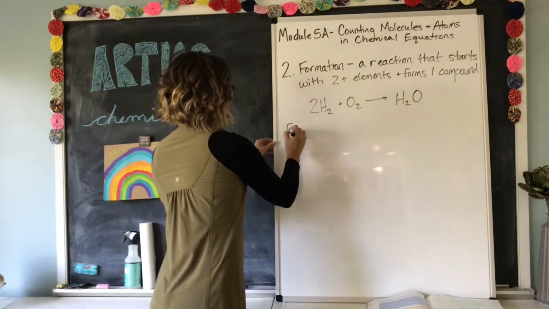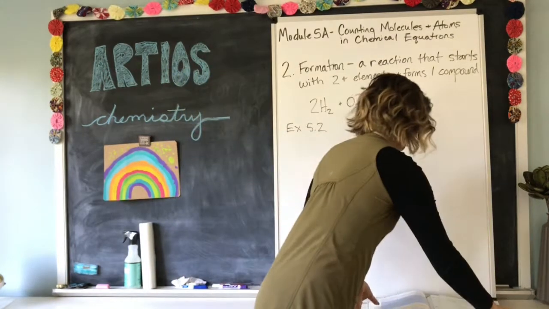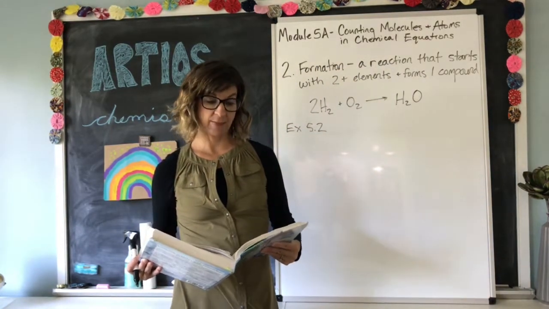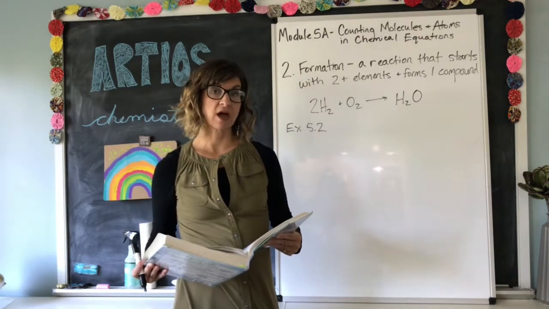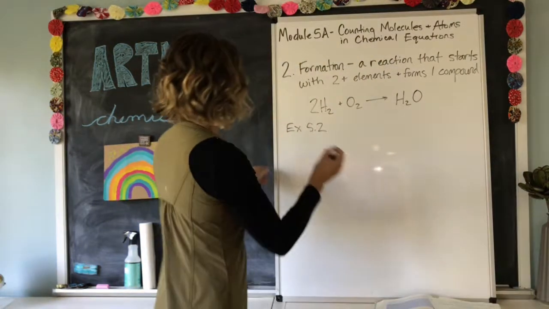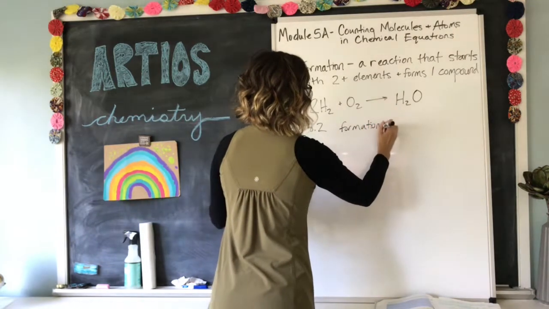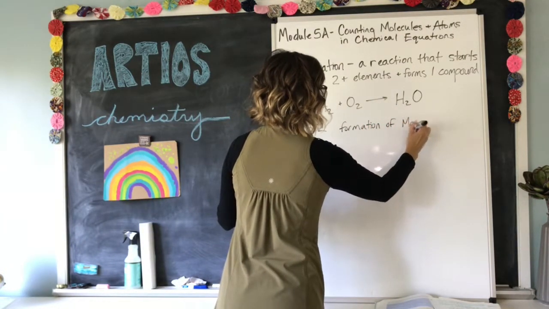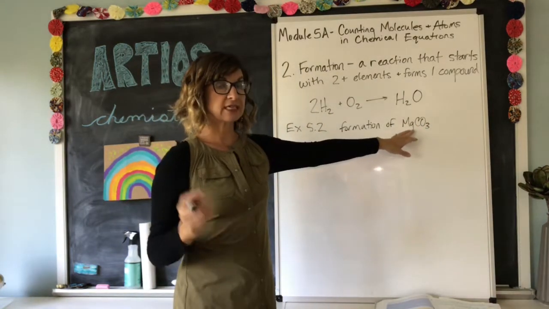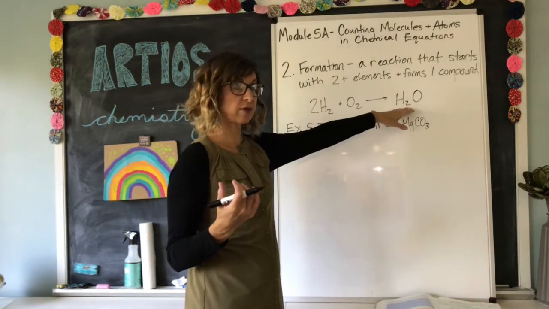Example 5.2 is an example of a formation reaction. On page 138 of your book, it says, write the chemical equation for the formation of MgCO3. So this time, MgCO3 is our product. We are ending up with a compound. Just like in our example up here, we ended up with the compound of water.